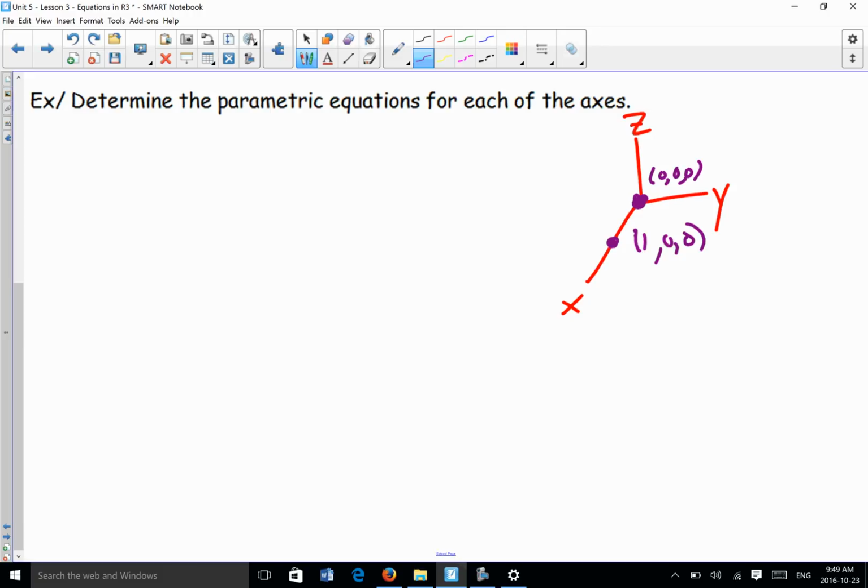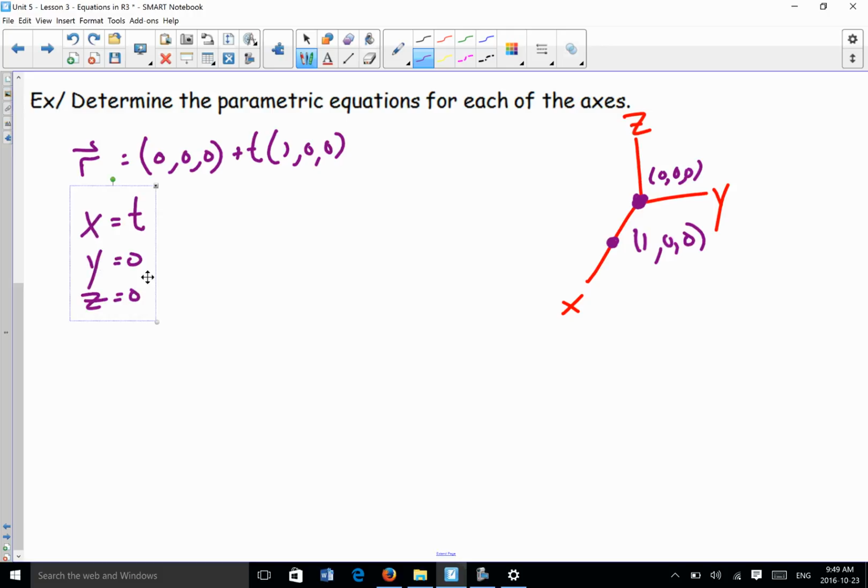If I want to figure out the parametric equation of that line, first think of it as a vector equation. What point is on that line? Well, the point 0, 0, 0 is on that line, and I have to go in the direction of 1, 0, 0. So parametrically, that equation is just x equals t, y equals 0, z equals 0. That's your x-axis. And the same is going to be true for every other axis.